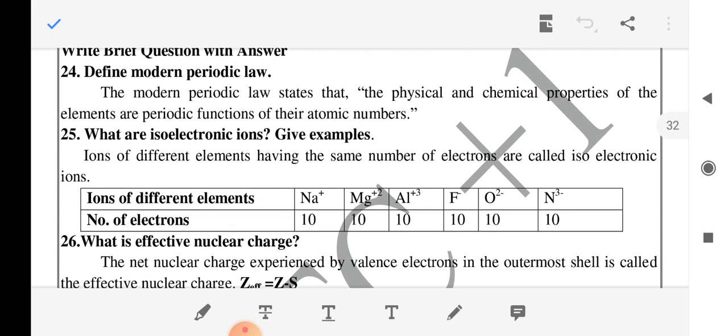First question, define modern periodic law. The modern periodic law states that the physical and chemical properties of the elements are the periodic functions of the atomic number. So the physical and chemical properties of the elements are repeated periodically as functions of the atomic numbers.